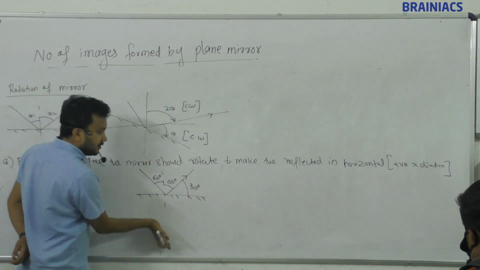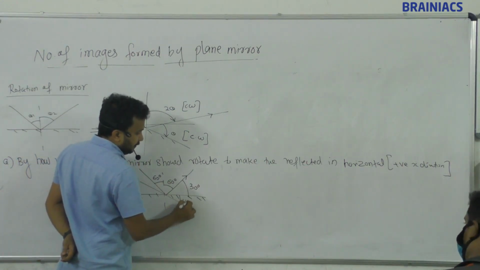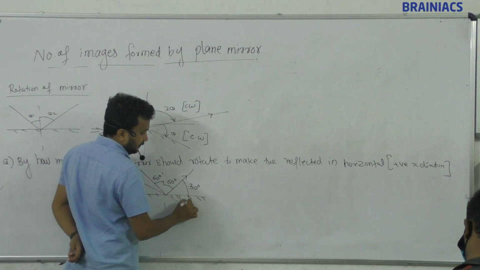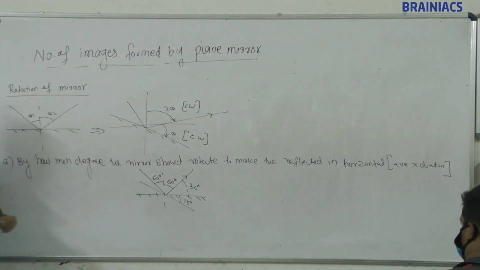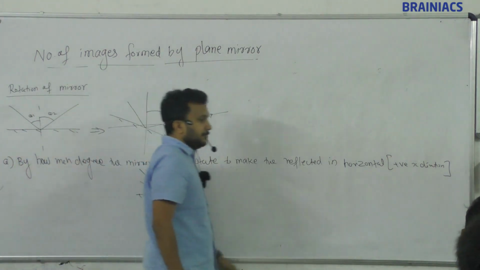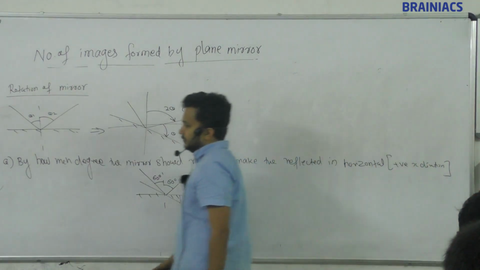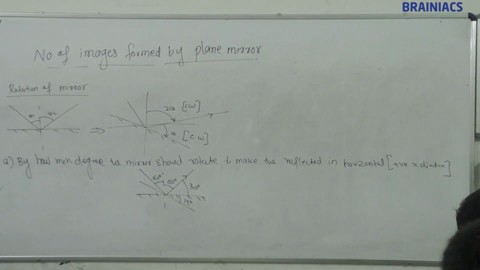To have this, how much do I have to rotate the mirror? 15. So the mirror should rotate by 15 degrees. Mirror should rotate by 15. Mirror rotation is double for the reflected ray. So if the reflected ray goes at so and so degree, then the mirror rotates half of it.